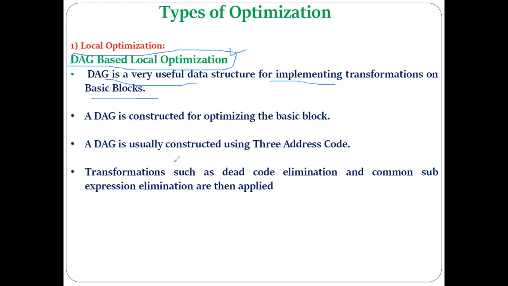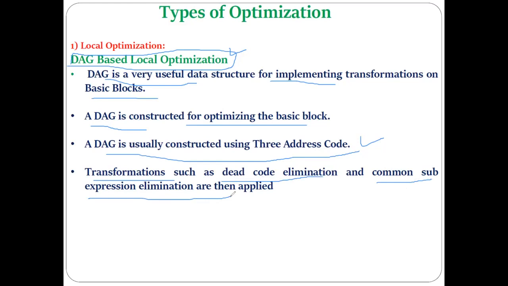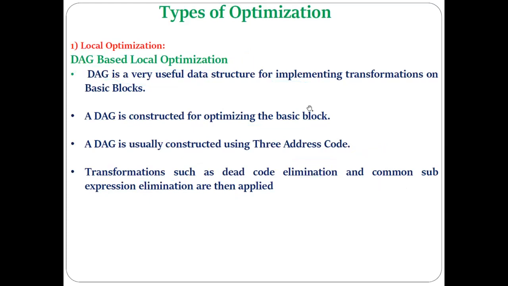Okay. As I mentioned here, DAG is constructed for optimizing the basic block. A DAG is usually constructed using the three address code that we have discussed in the previous lectures. So can the DAG perform the optimization in a particular basic block? That we have to discuss. Using the DAG, two kinds of optimization can be done. One is dead code elimination, and another is common sub expression elimination, which can also be done with the help of the DAG. Okay, so we'll just see how it can be done.